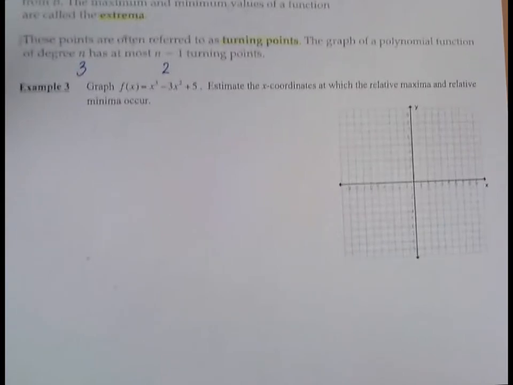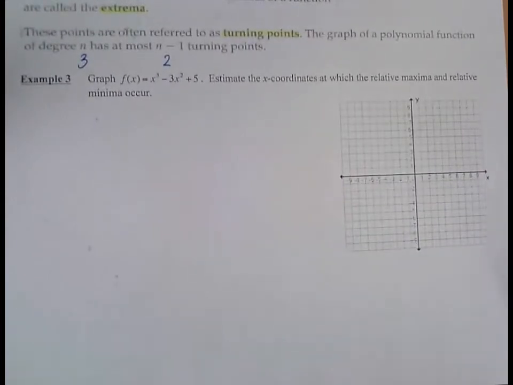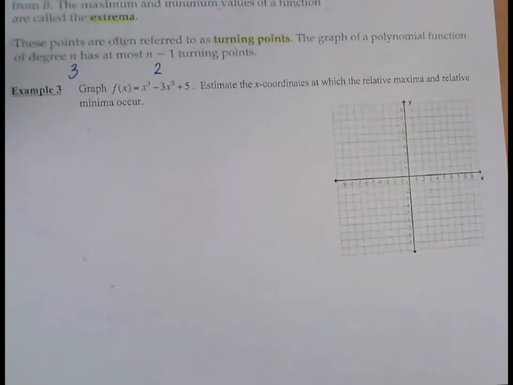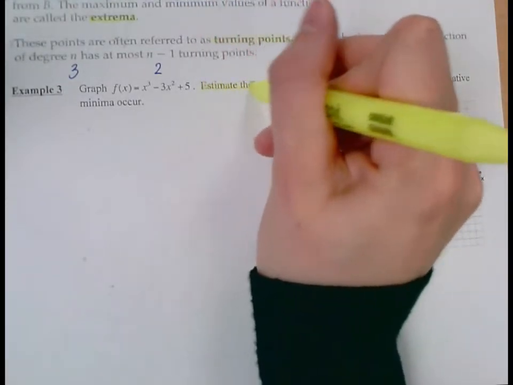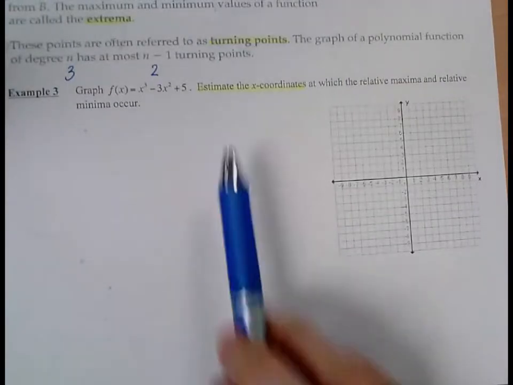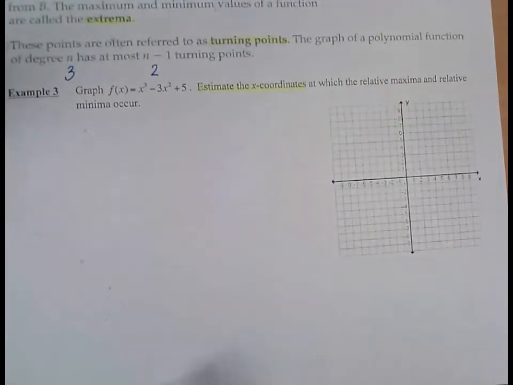Okay, so what I would like you to do, in example 3, you're graphing this polynomial function, and then it says estimate the x-coordinates at which the relative maxima and minima occur. We are going to go through that part together. I want you to actually graph the function though. So go ahead, practice graphing a polynomial function like you graphed example 1. You can try to answer the x-coordinates where the relative maxima and minima occur, but like I said, we'll discuss that part together.